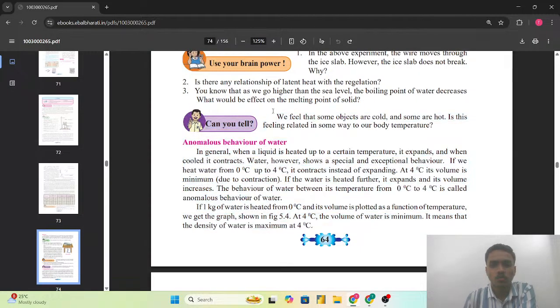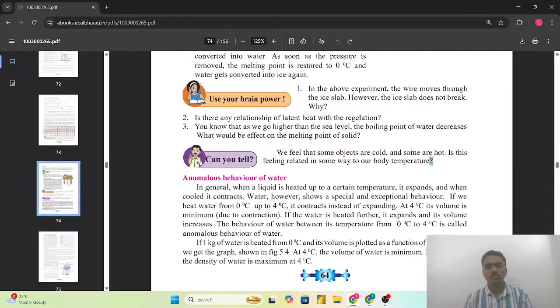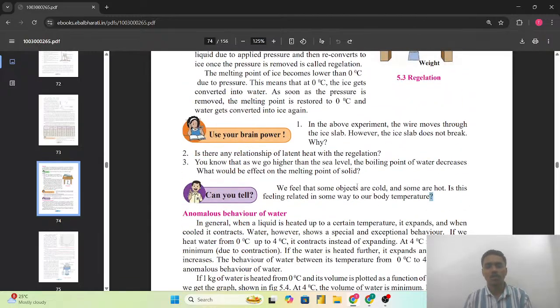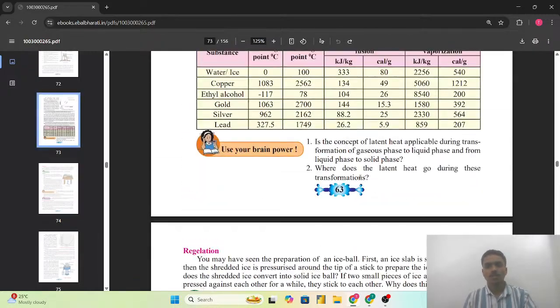Again, here is a question to think about. We feel that some objects are cold and some are hot. Is this feeling related in some way to our body temperature? So again, this is part of the anomalous behavior of water, which we will be seeing in the next part.